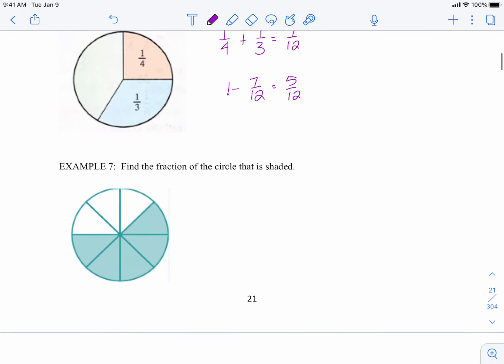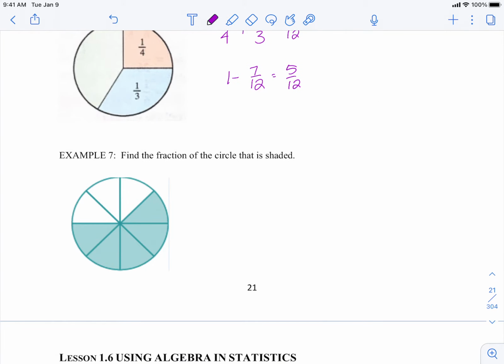All right, now we need to find the fraction of the circle that is shaded. So I'm going to start counting with the shaded parts. I have 1, 2, 3, 4, 5 parts that are shaded. 6, 7, 8 out of 8 total. So my fraction of the circle that is shaded is 5/8.